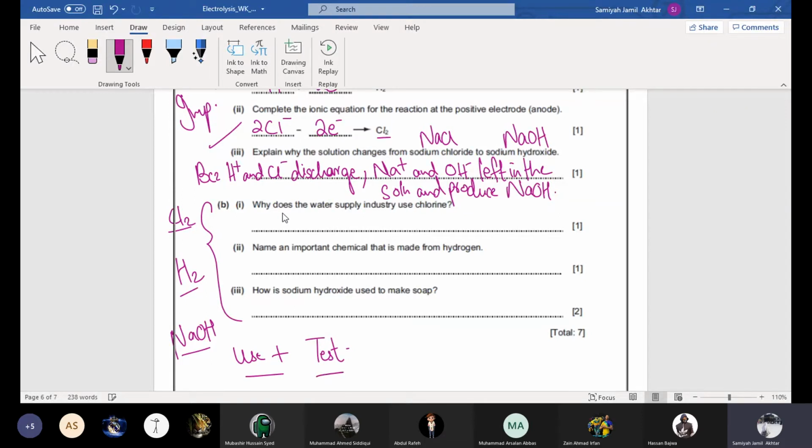To remove or kill germs. Yeah, to kill germs, to kill bacteria specifically. Okay, bacteria and other microorganisms, germs, yeah.